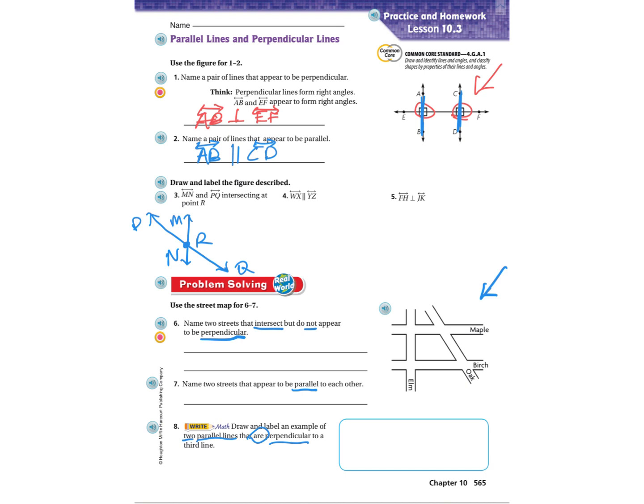Okay, so you just get to draw and label it. You get to draw however you want, but they have to be parallel lines that are perpendicular to a third line. Okay, you're going to have 3 lines on that. All right, ready and go.